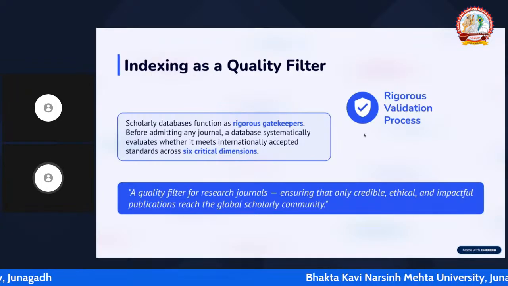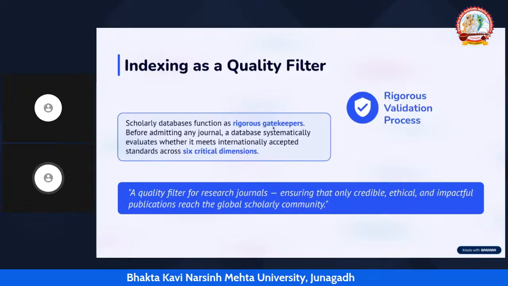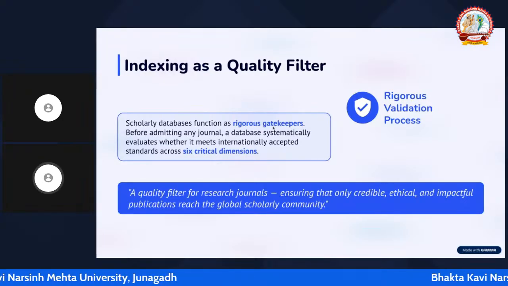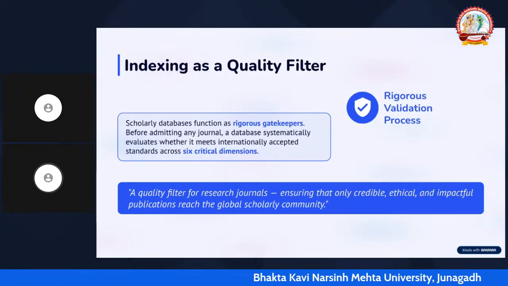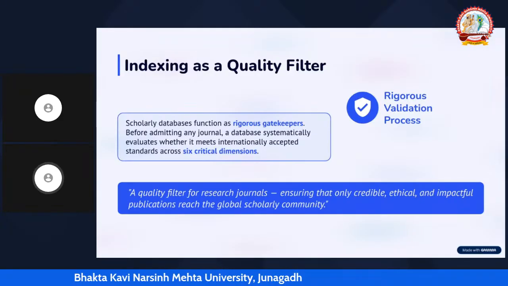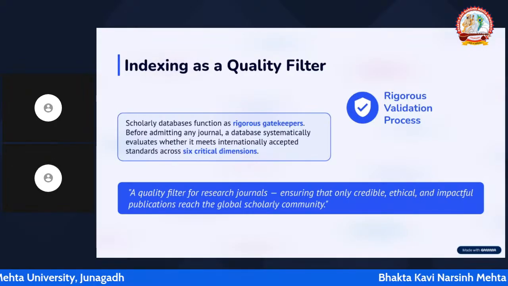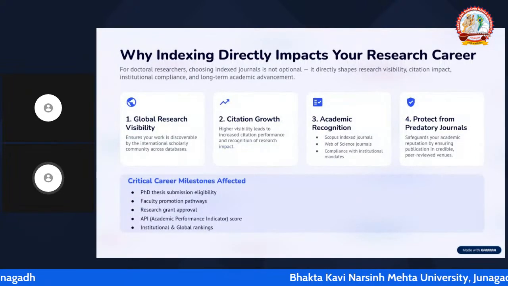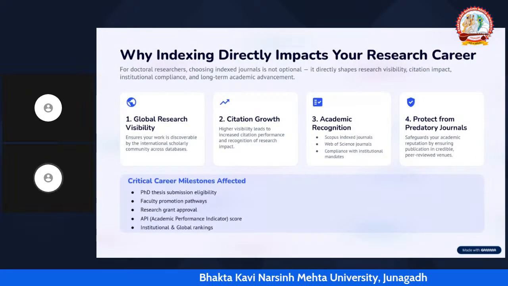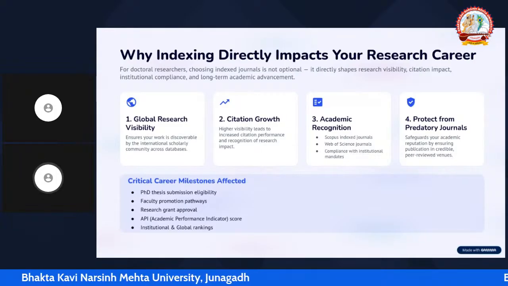Here we have very precisely noted that scholarly databases function as a rigorous gatekeeper. Lemon journals cannot be identified as a particular research gap. So we have to identify which journal has major indexing power. This particular journal we are using, and with this indexing we can enhance the global research visibility.